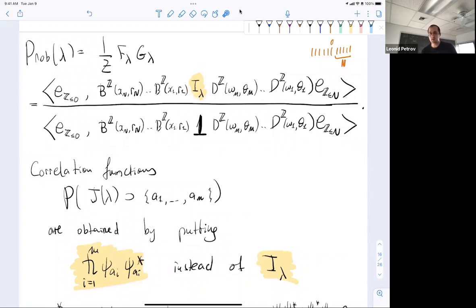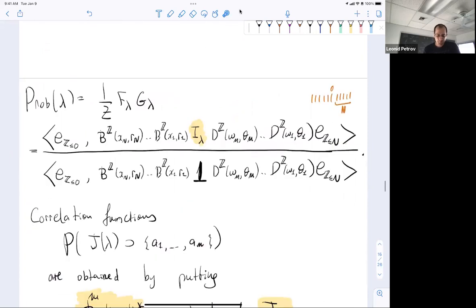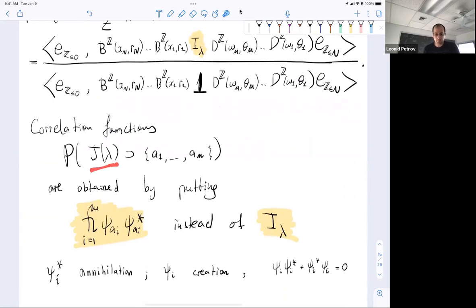For example, we would like to get correlation functions. For correlation functions, instead of I lambda, you put the product of creation and annihilation operators. So the correlation function is the probability that my set J of lambda, which is the Dirac sea to the left of 0, fully packed, union with the shifted lambda configuration, contains fixed points, fixed up arrows at locations A1 up to AM. It's called the correlation function.